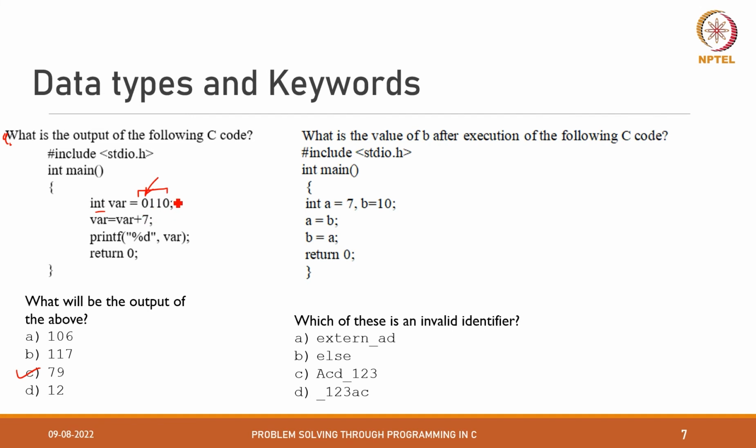Because that is how we represent an octal. This entire thing, because it is starting with a 0, is an octal. So in octal, what will be the value? 8 to the power 0, 8 to the power 1, 8 to the power 2, and 8 to the power 3. Multiply this, add it up, so you'll have 8 plus 64 is 72, right? And then we add it up with 7, so the final answer is 79.